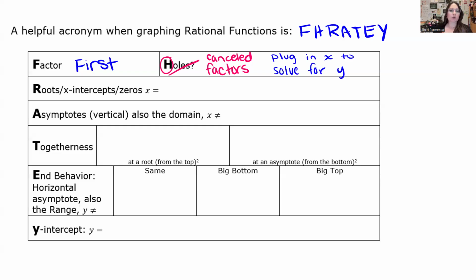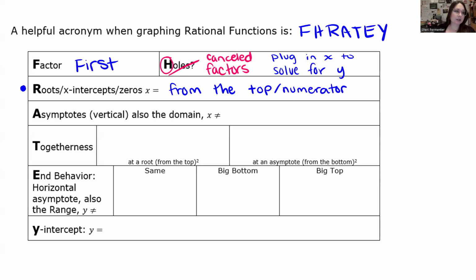Next, our roots. Roots are actually x-intercepts or zeros, all the same words. We're going to illustrate them on the graph with a point. I put a point over here. They're represented with a point on the graph. And we find these from the numerator, or we find them from the top. They come from the numerator or the top. So the top of the fraction.